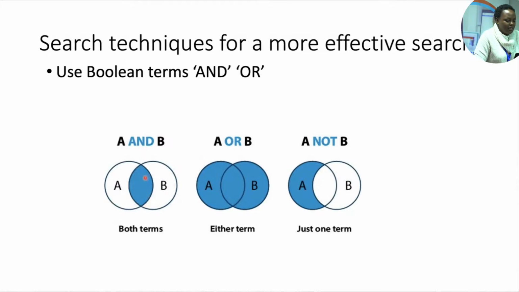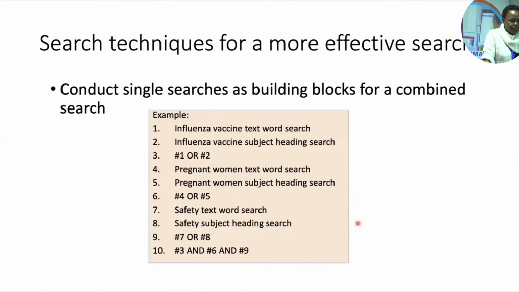So it's this. But A or B, I'm saying whether it says pneumonia, whether it says influenza, or influenza-like illness, I want those. Typically, we don't use not. I think the librarians are the ones who use not. Because when you say not, you see these A's that are here, you're also excluding them. So in our setting, I don't think we'll be using not.